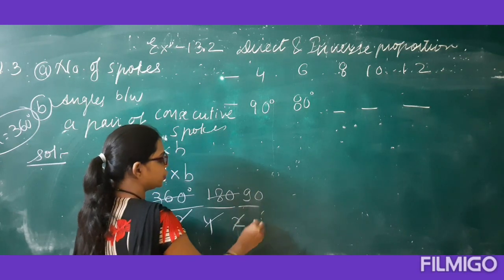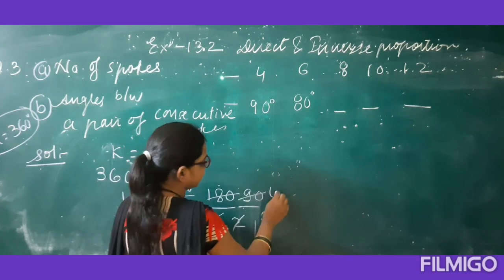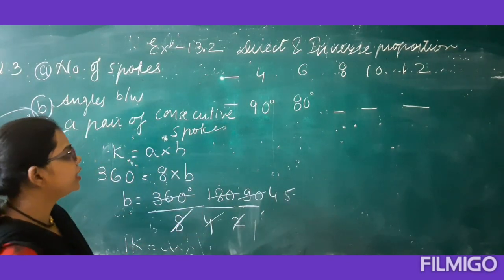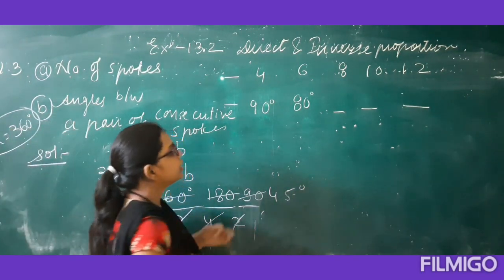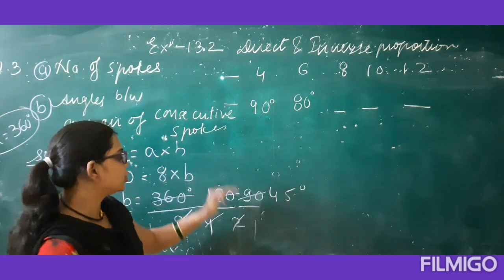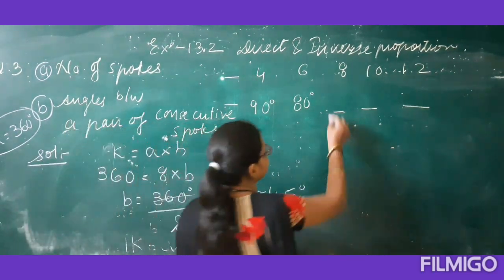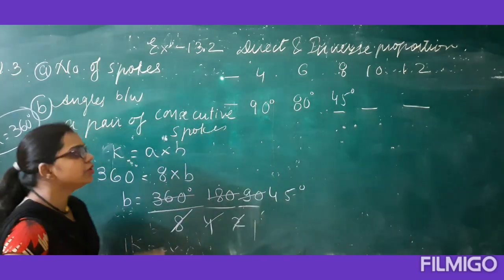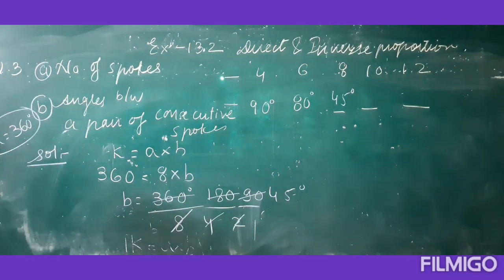Again from here, 2 1s are 2, 2 4s are 8, 2 5s are 10. So this is how much? 45 degrees. So from here, if I have taken the number of spokes as 8, the angle will be 45 degrees. So you know that as I am increasing the number of spokes, the angle is decreasing.